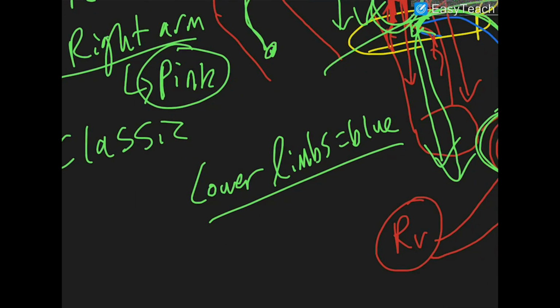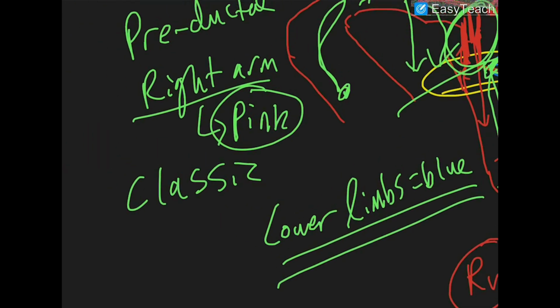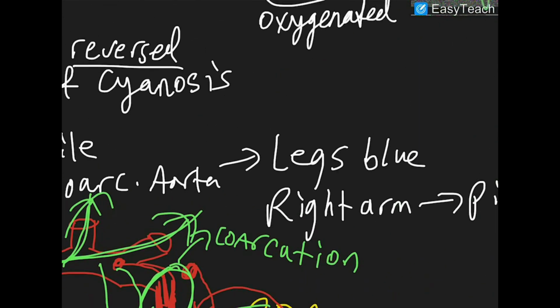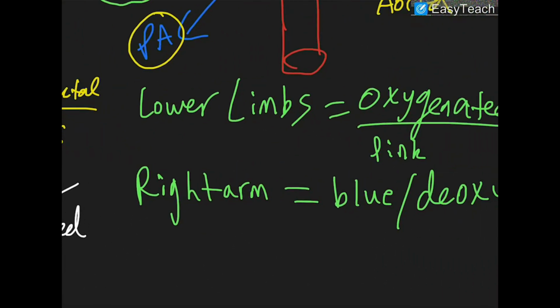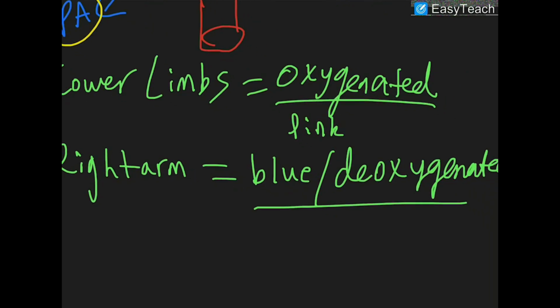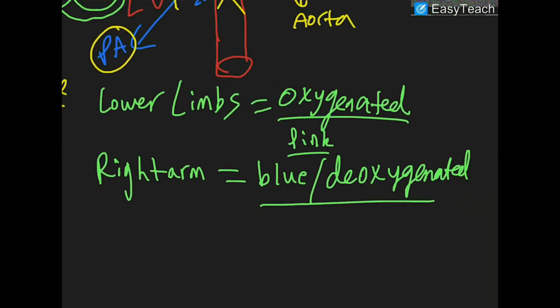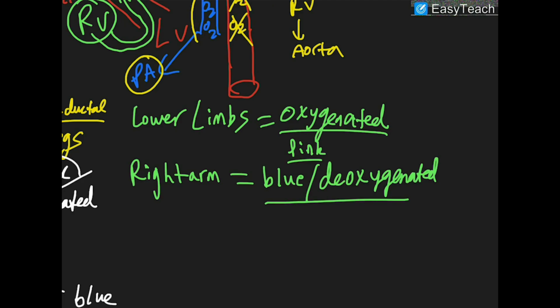What did we see in transposition of great arteries? The opposite. We saw the lower limbs were pink and the right arm was blue. That's why that was called reverse differential cyanosis. So hopefully we understand the difference now between reverse and classic differential cyanosis.